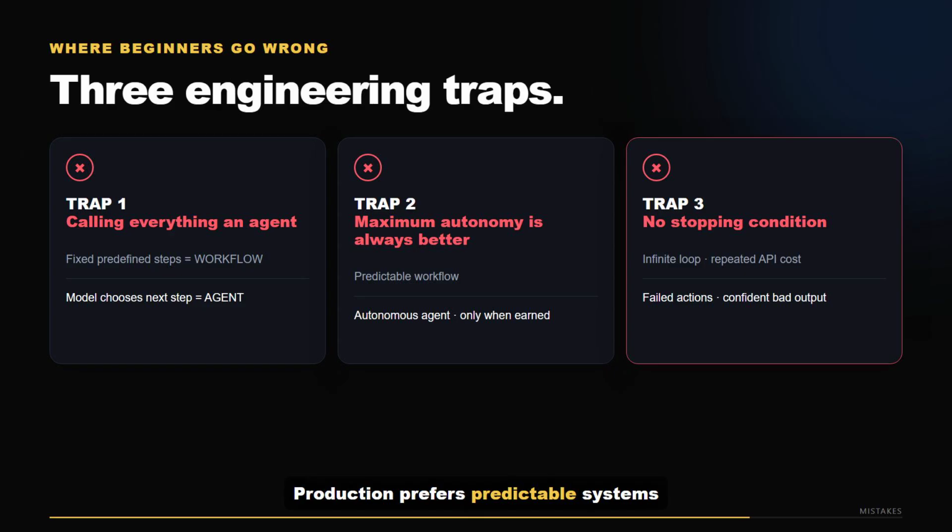3. For when you build one, forgetting the stopping condition and error handling. An agent without them loops forever, or acts confidently on garbage output.